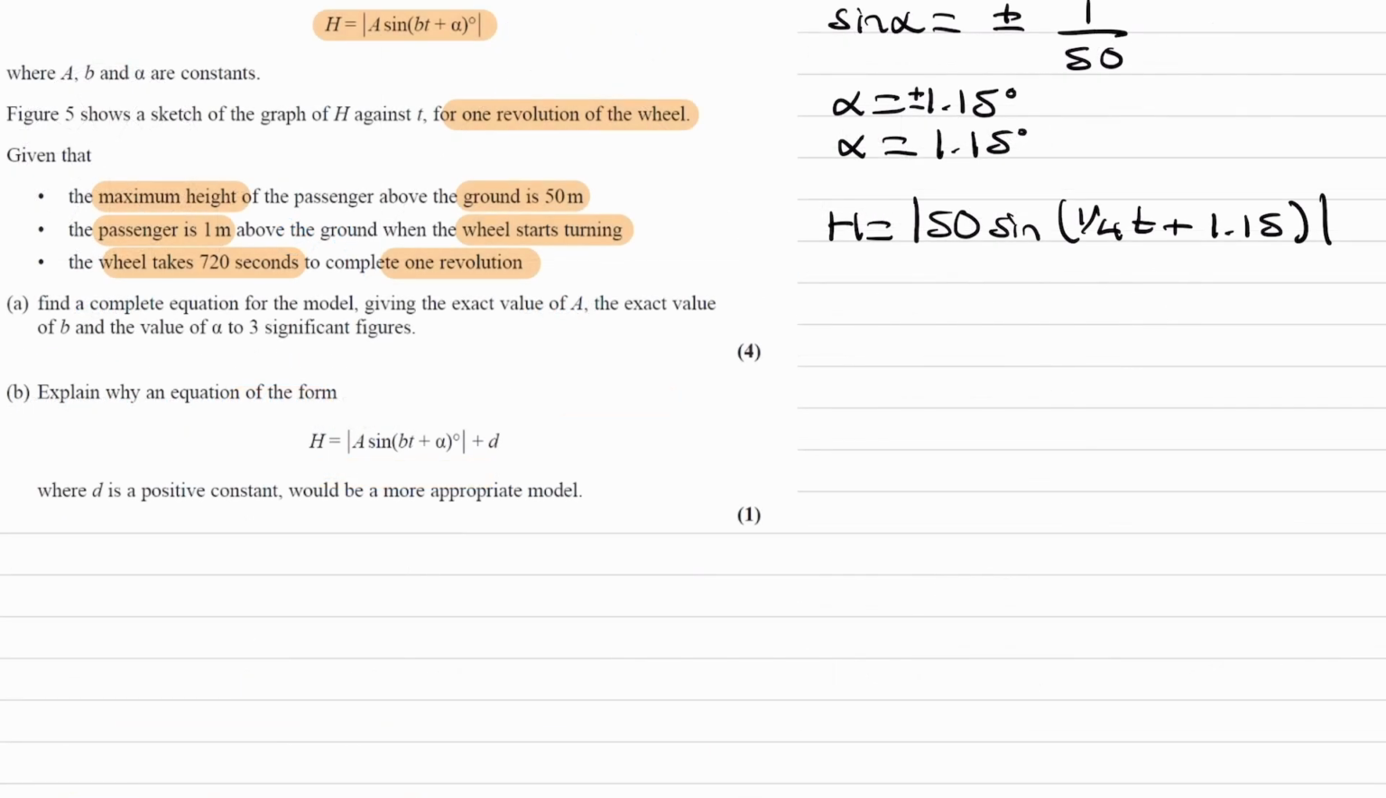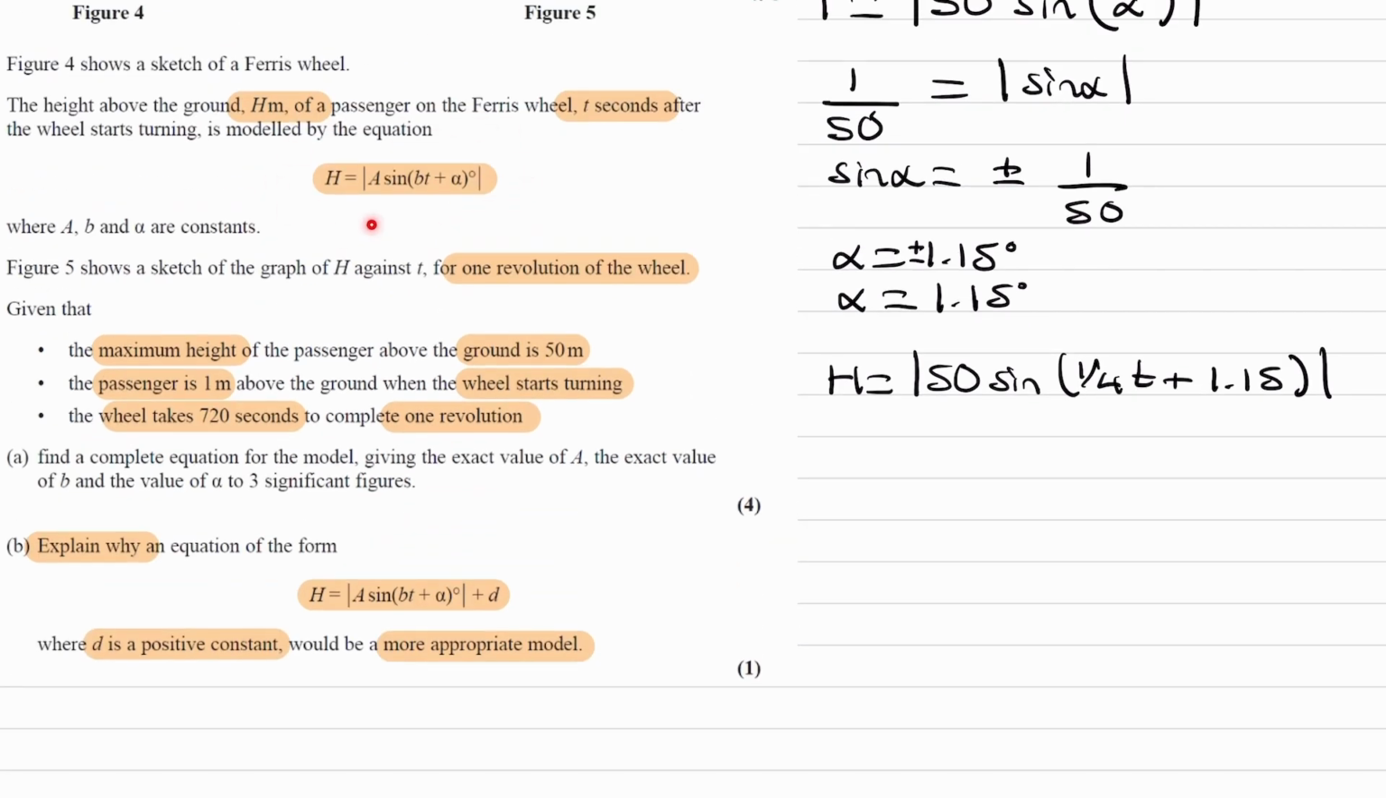And for part B, explain why an equation of the form of this, so same equation as what we had before, but with a plus d on the end, where d is a positive constant, would be a more appropriate model. Okay, so what is that plus d doing? So this was our original equation, we have the plus d on the end, that will be a vertical translation, everything would move up d units, it will be a translation of vector (0, d). So what does that look like?